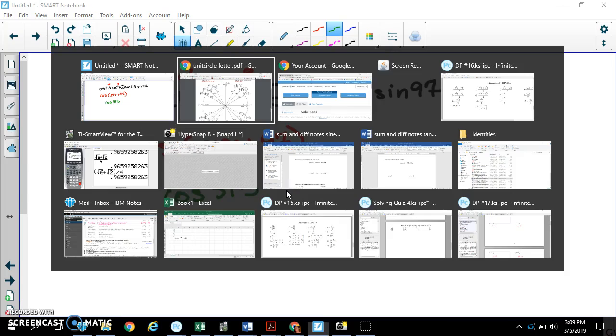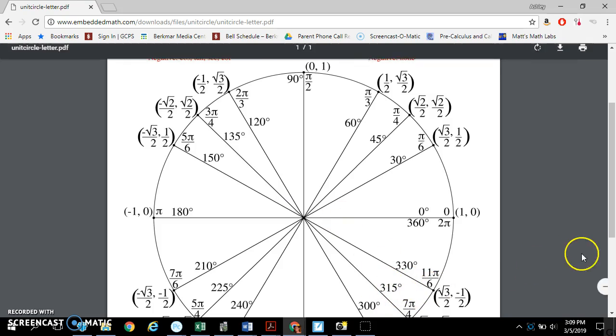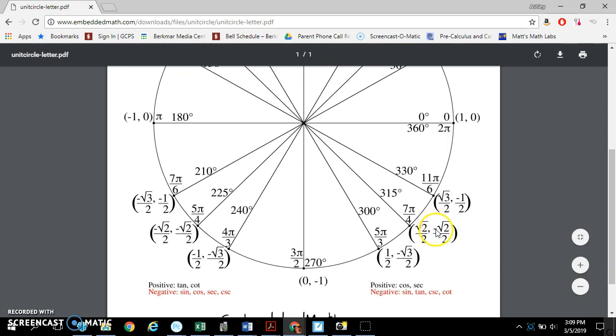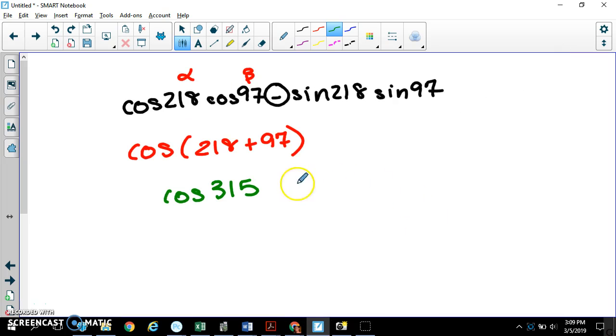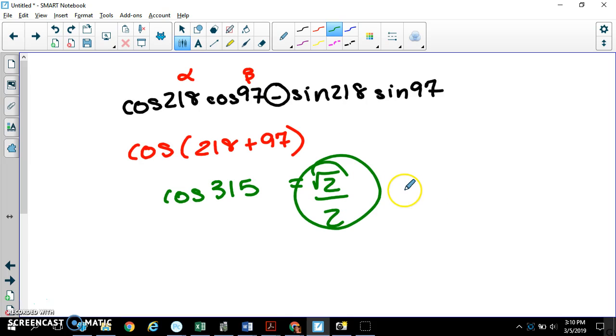Well, shoot, that's on my unit circle. It's right over here in the fourth quadrant, 315. I'm cosine, so it's the x value there, so it's square root 2 over 2. So my answer is square root 2 over 2. Done. It's that easy.